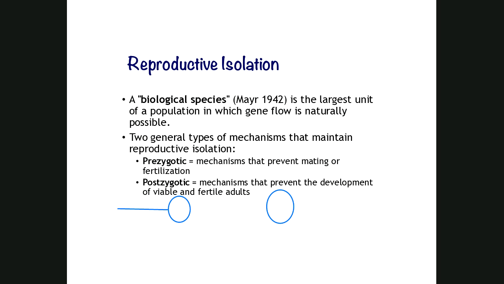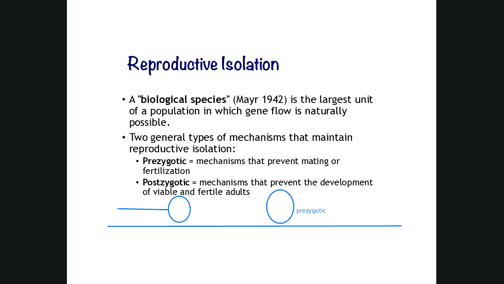And so mechanisms that occur that prevent mating are what we call pre-zygotic. So mechanisms that occur before sperm and egg come together are what we call pre-zygotic mechanisms. So before the zygote comes together, pre-zygotic mechanisms. And let me draw a line.